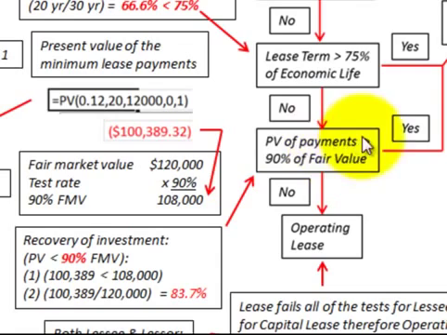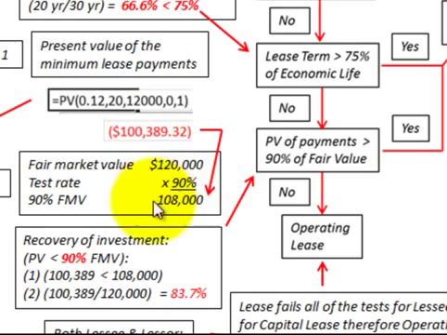So the first thing we have, let's go and calculate the present value of those minimum lease payments. So we have the 12% incremental borrowing rate here, and we have 20 years on the lease. Payments are $12,000, so we discount those back using the incremental borrowing rate of 12% and then the 20-year lease. And discounting them back, the present value of those minimum lease payments is $100,389.